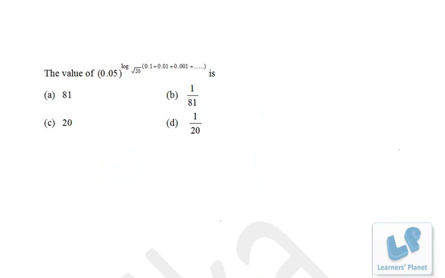now in this question here, this is a geometric progression, or we can say an infinite geometric progression, right? 1 by 10, 1 by 100, 1 by 1000 and so on. So what is the sum of an infinite geometric progression? That is a upon 1 minus r. Here a is the first term, r is the common ratio.